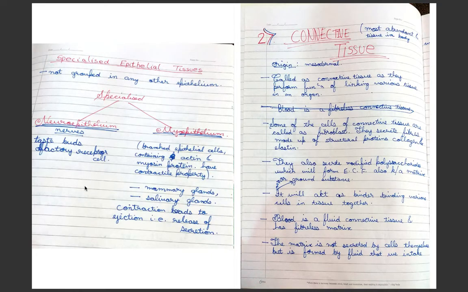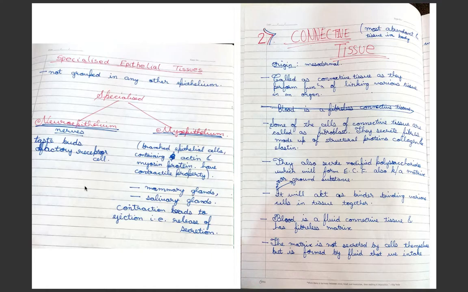Specialized epithelial tissues, which are not grouped in any other epithelium: neurothelium and myothelium. Neurothelium is found in taste buds and olfactory receptors. Myothelium contains actin and myosin protein and has contractile property, found in mammary and salivary glands.